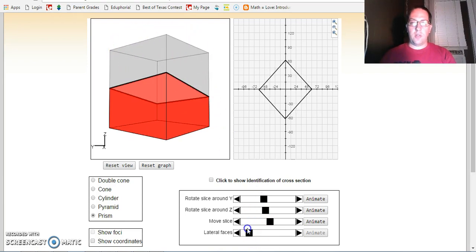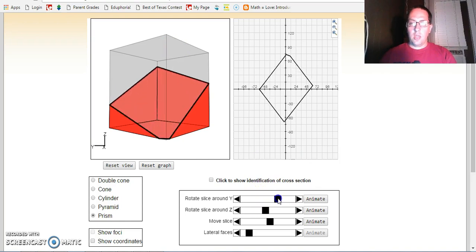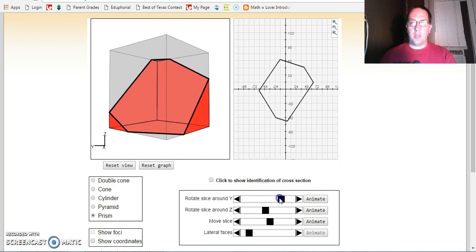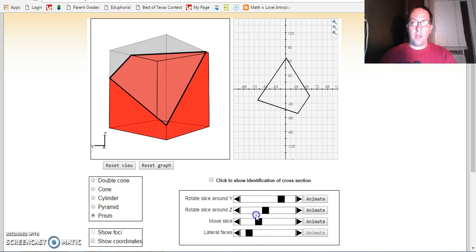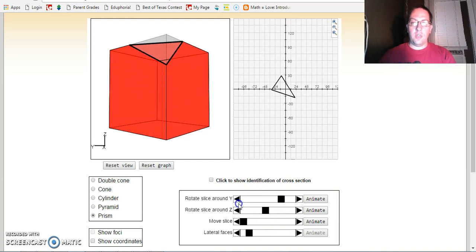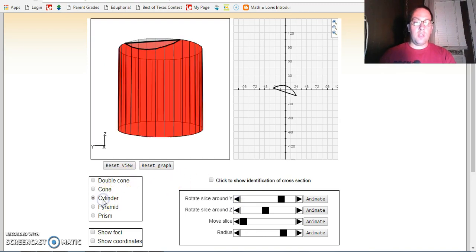Let's move that down. There. Now we've got a rectangular prism. Cube looks like. And I still get a hexagon. 1, 2, 3, 4, 5, 6 sides out of a prism, out of a cube. All right, move that around. Now I've got 4 sides. Now I've got a triangle, just cutting off the corner there. So you can do a lot of things with it. You get a lot of different things.